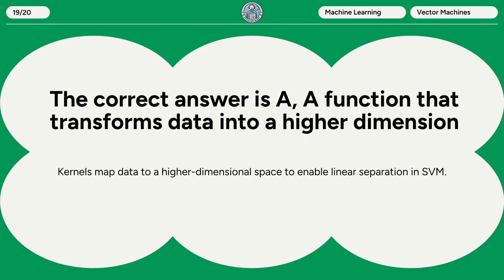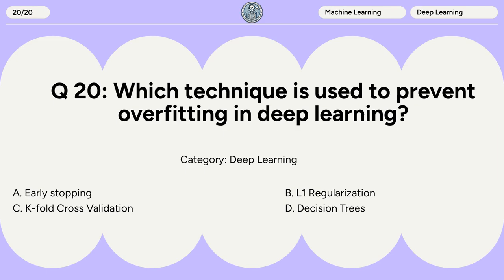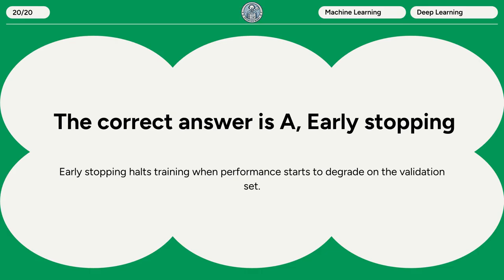Question 20. Which technique is used to prevent overfitting in deep learning? A. Early stopping. B. L1 regularization. C. K-fold cross-validation. D. Decision trees. The correct answer is A. Early stopping. Early stopping halts training when performance starts to degrade on the validation set.